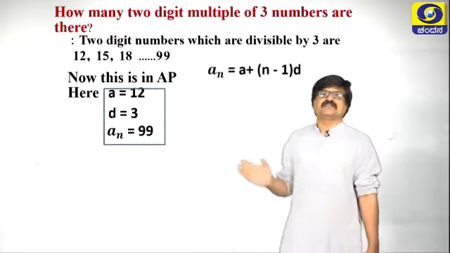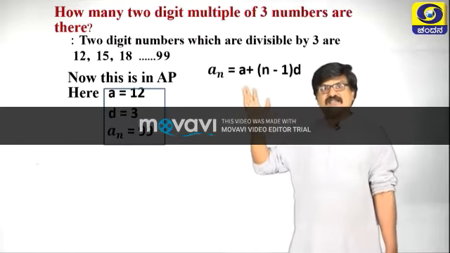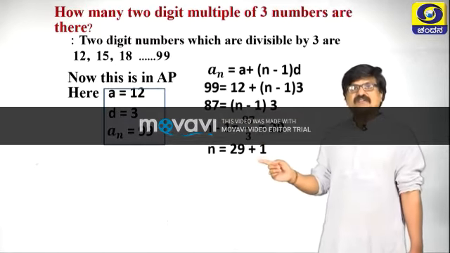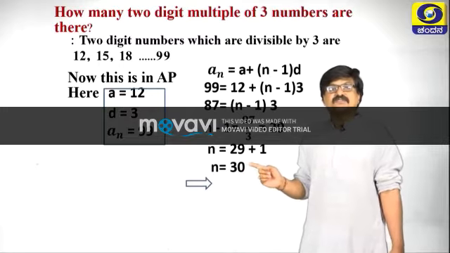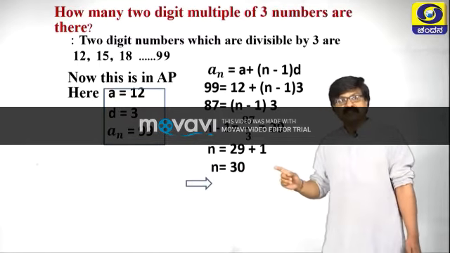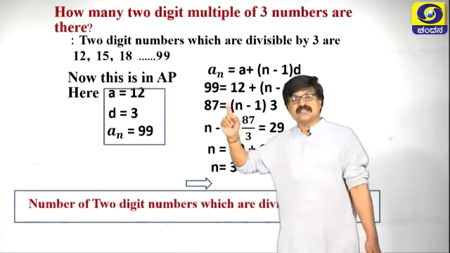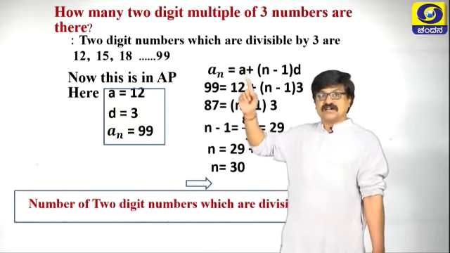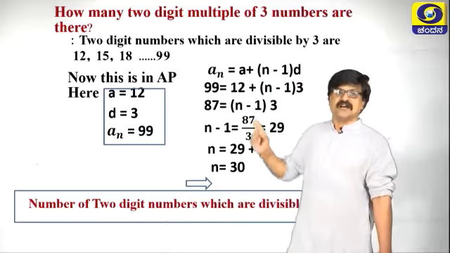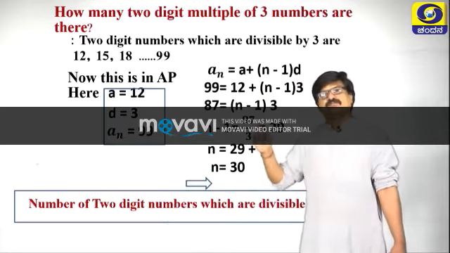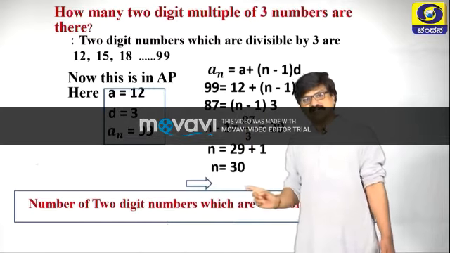The next step is to write the an formula again, substitute these values here, simplify, and finally we are getting n is equal to 30. What is the meaning here? So, there are 30 2-digit numbers which are multiples of 3. Therefore, the number of 2-digit numbers which are multiples of 3 is 30 here.